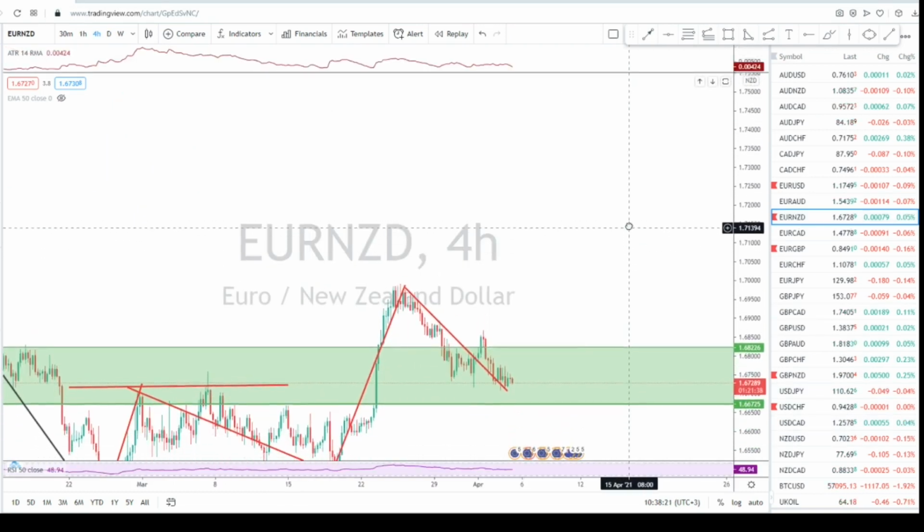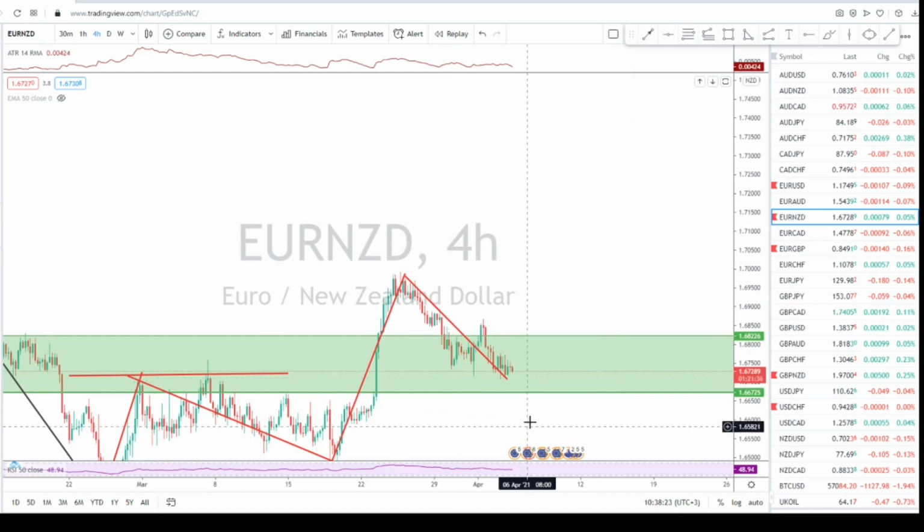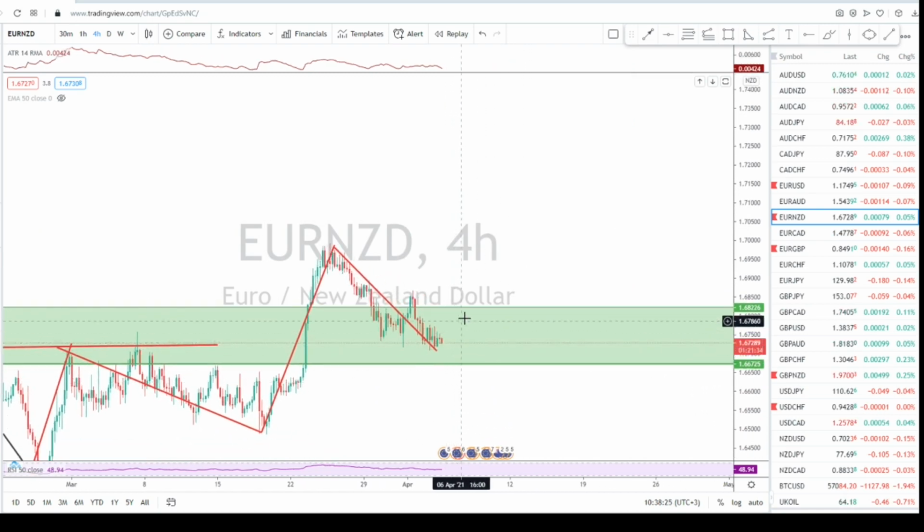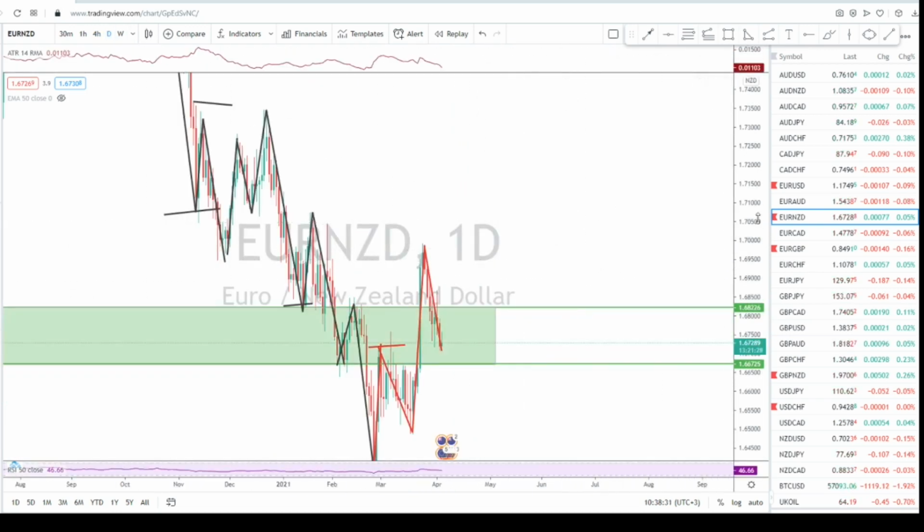And on this lower time frame, this is a 4-hour time frame, I'll look for an entry reason, and if I find it, I will take the market to the upside. And this is my prediction for next week.